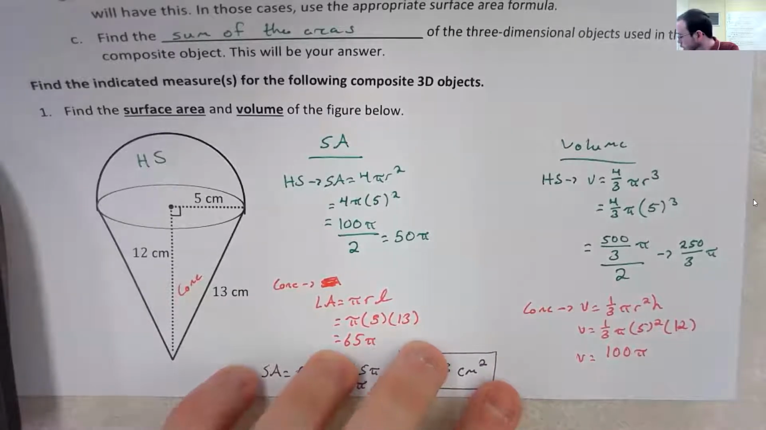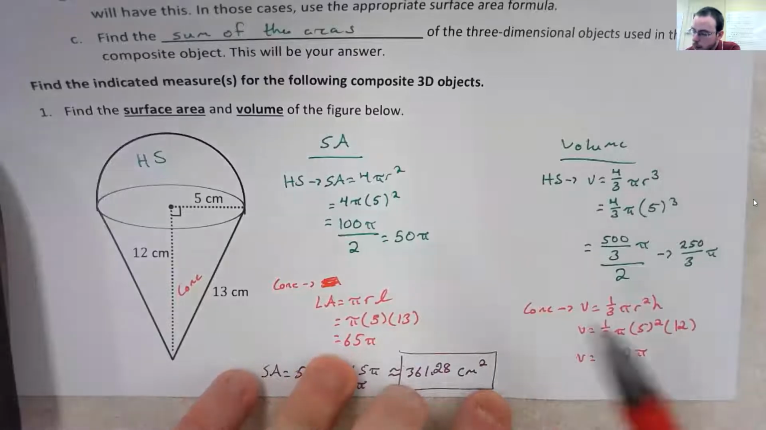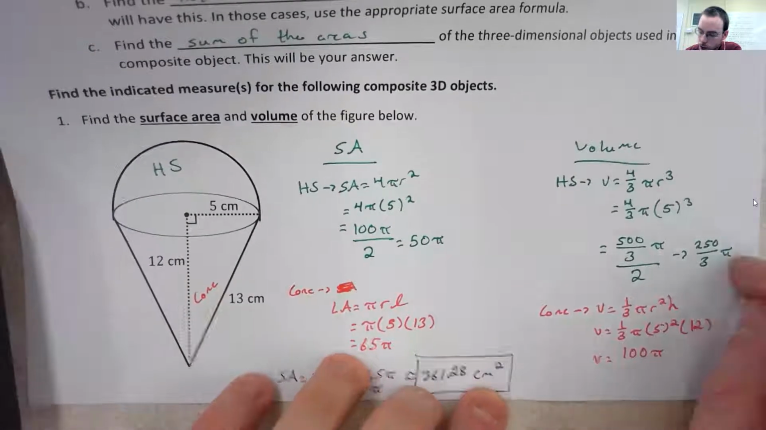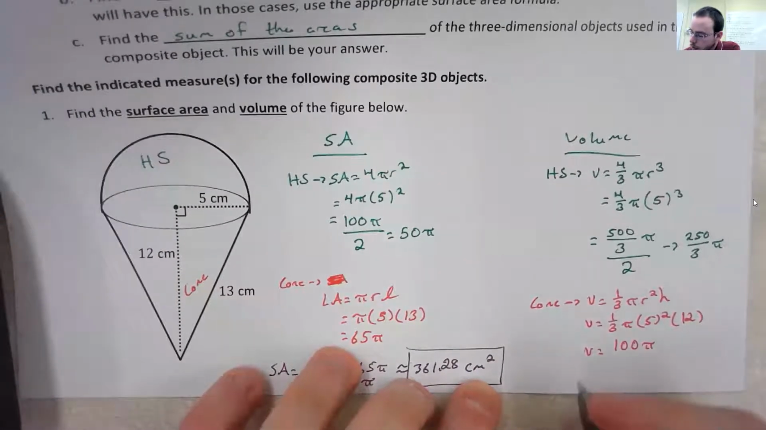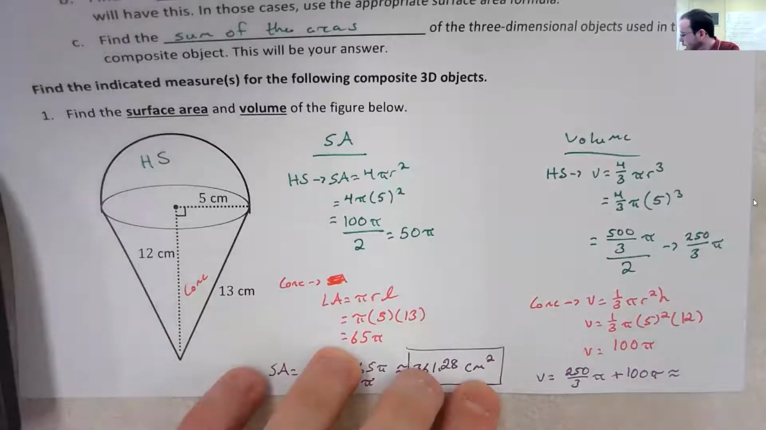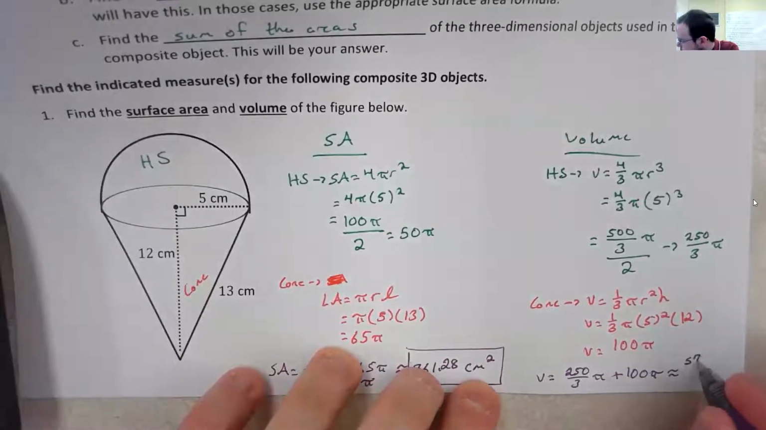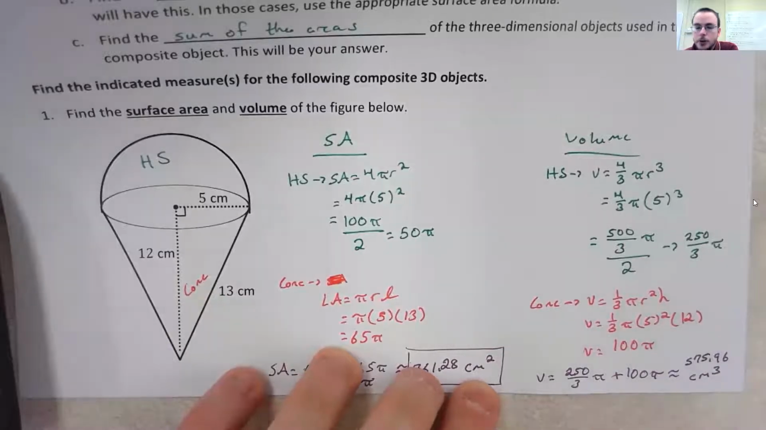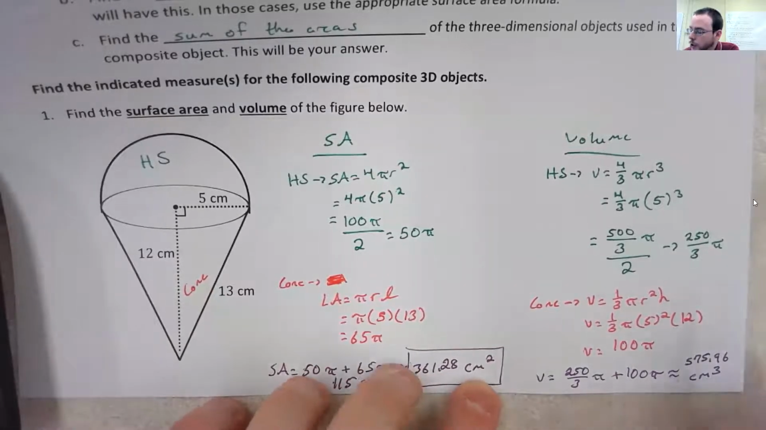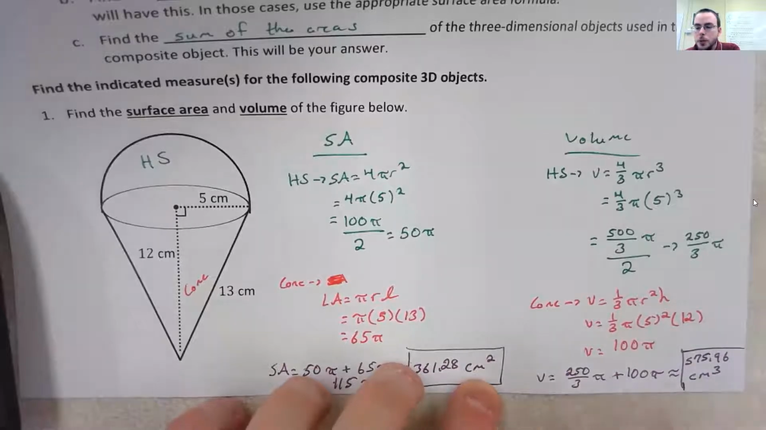Okay. Then to figure out the volume, you add the two volumes together. So your total volume is 250 over 3 pi plus 100 pi. And if you round that to the nearest hundredth, you get 575.96 centimeters. And since we're doing volume, we need to have cubed on the end of our volume. So we need cubic centimeters.